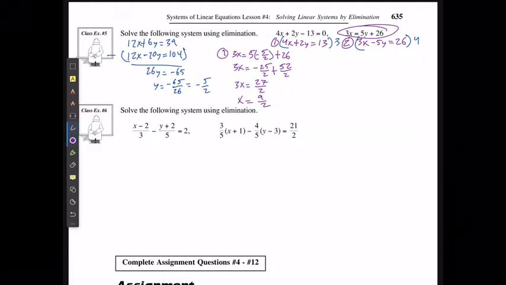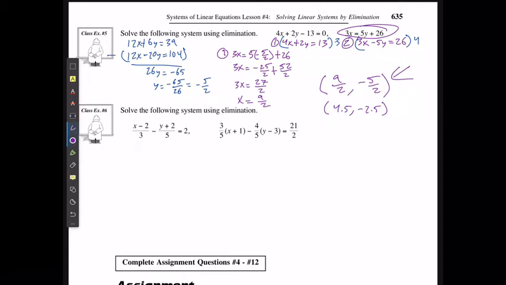So my solution in this case is going to be 9 over 2 and negative 5 over 2. If you wrote it as decimals, it's 4.5 and negative 2.5. But remember that we typically prefer the fraction form. And we can verify this on our calculator to make sure that it works graphically.